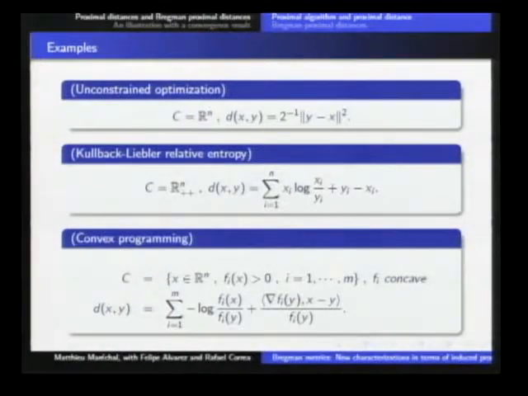Some very easy examples: for unconstrained optimization, there is a proximal distance that is very well known and used, for example, in statistics and probability, the Kullback-Leibler relative entropy. In convex programming we can also define a proximal distance like this.